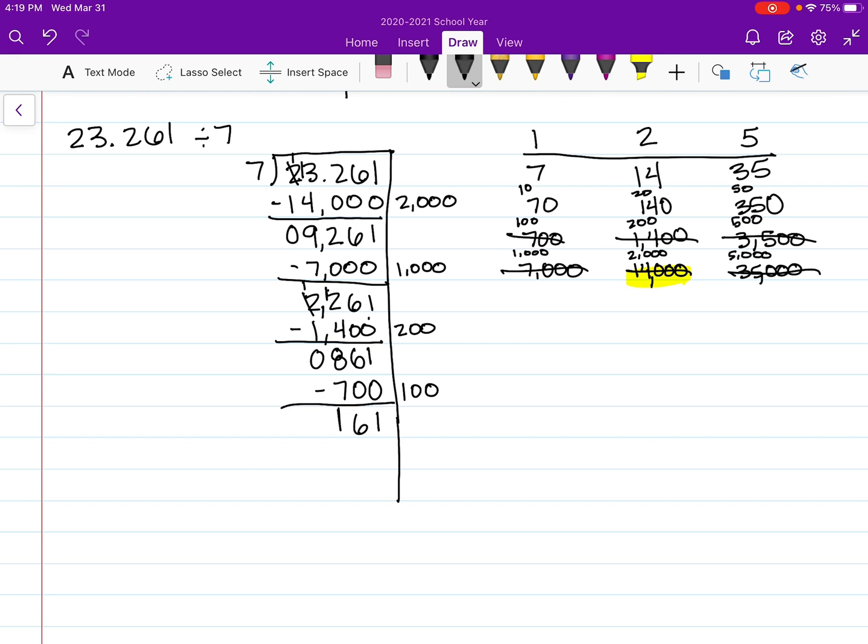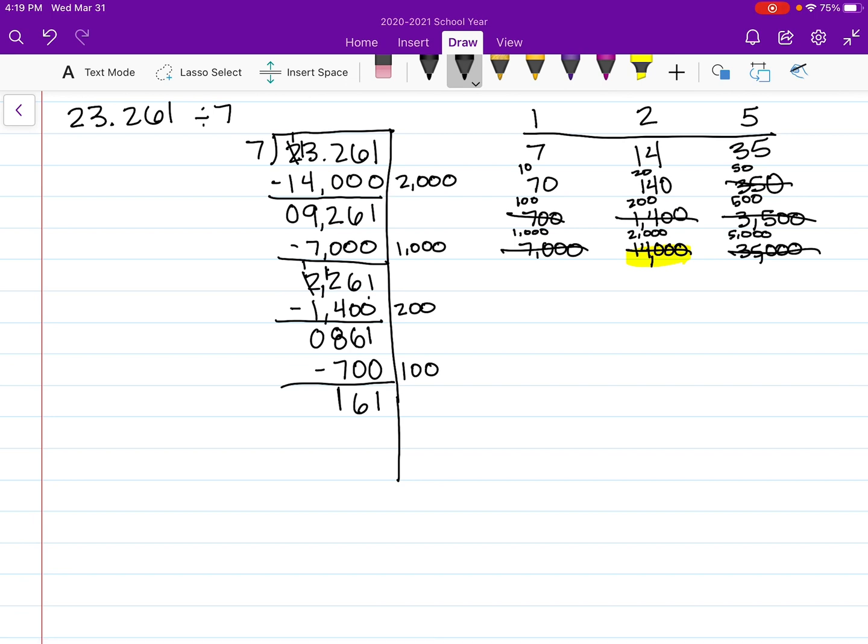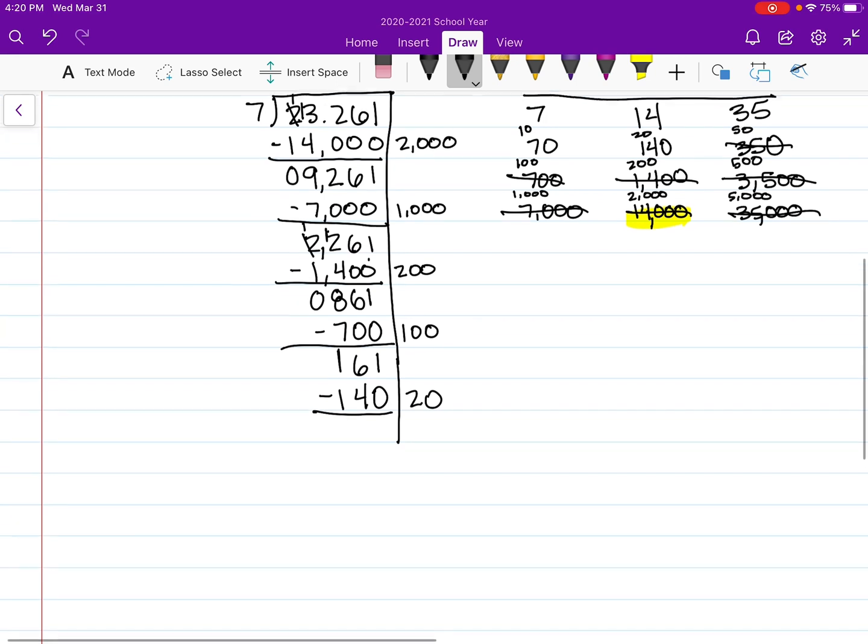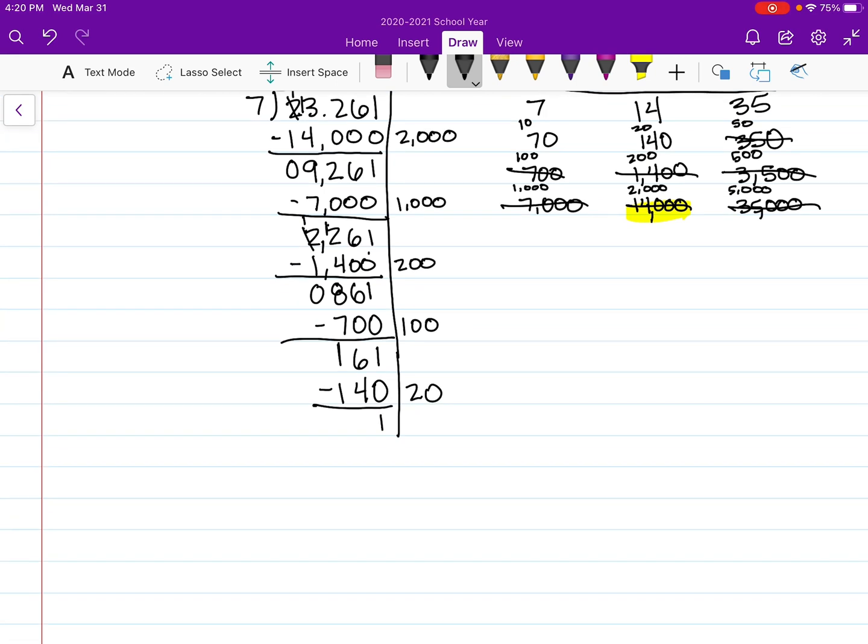700 is too big. 350 is too big. So I can take away 140, which is 20 groups of 7. So you can see I actually have that written down on my table, which is why that table is so nice. Then I just subtract. 1 minus 0 is 1. 6 minus 4 is 2. And 1 minus 1 is 0. Now I have 21 left.